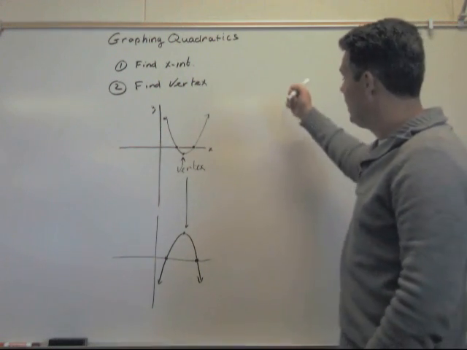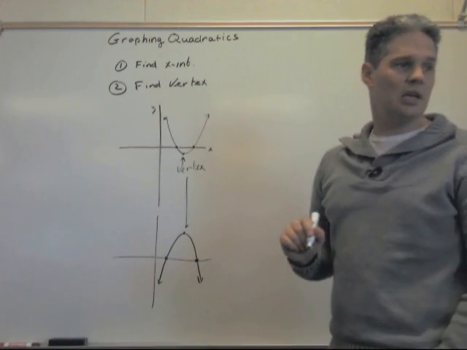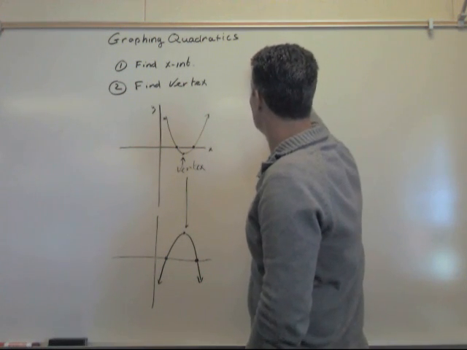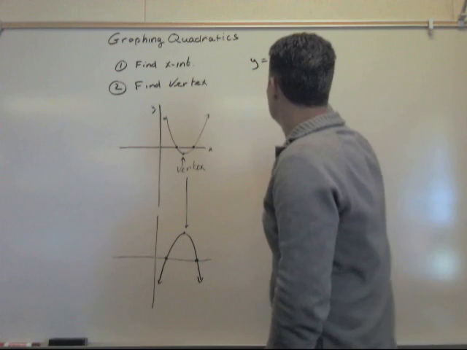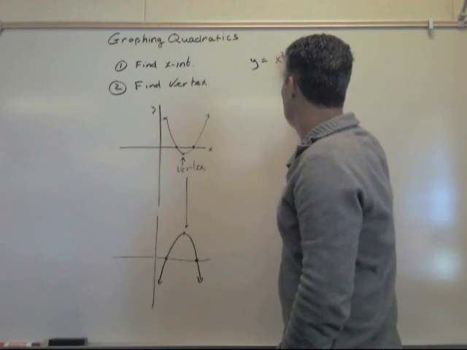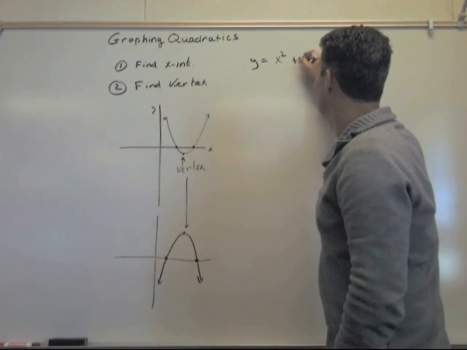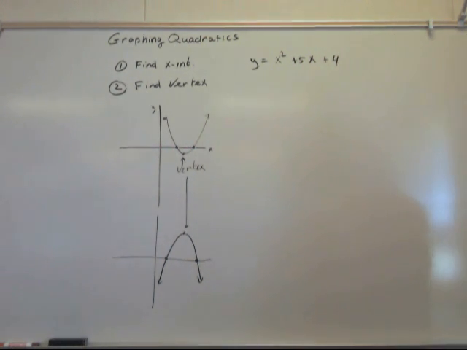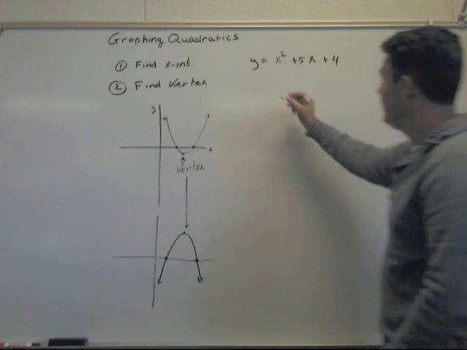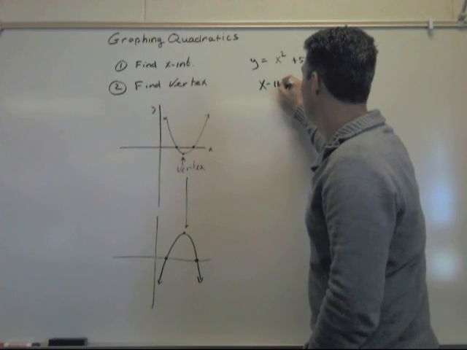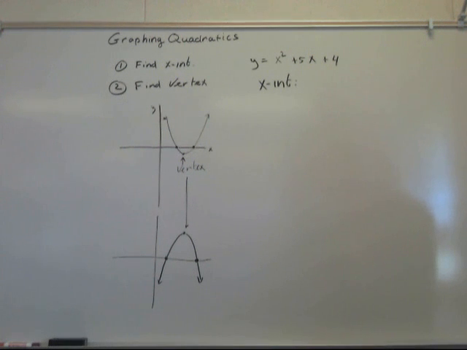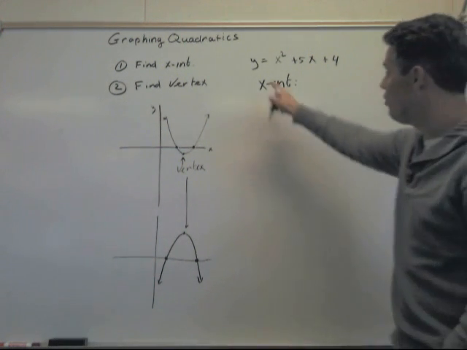Okay, so let's say the quadratic equation that we're going to use is, let's make one up, y equals x squared plus 5x plus 4. Okay? Now, I'm going to start with the x-intercepts. For the x-intercepts, we know we need to substitute 0 in for y.